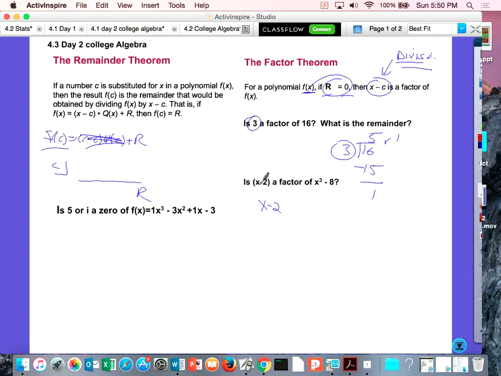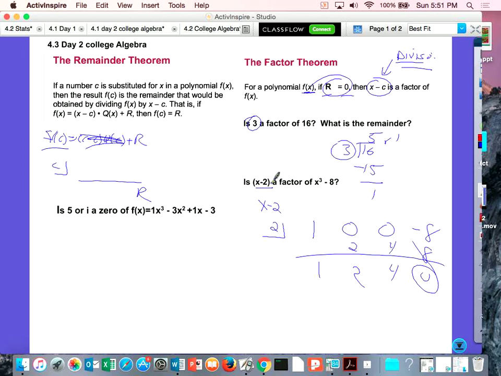So, is x minus 2 a factor of that? We don't want to do long division. We want to do synthetic division. So 1x to the third, 0x squared, 0x, minus 8. Bring that down, multiply, add, multiply, add, multiply, add. So x minus 2 is a factor of x cubed minus 8. Okay?